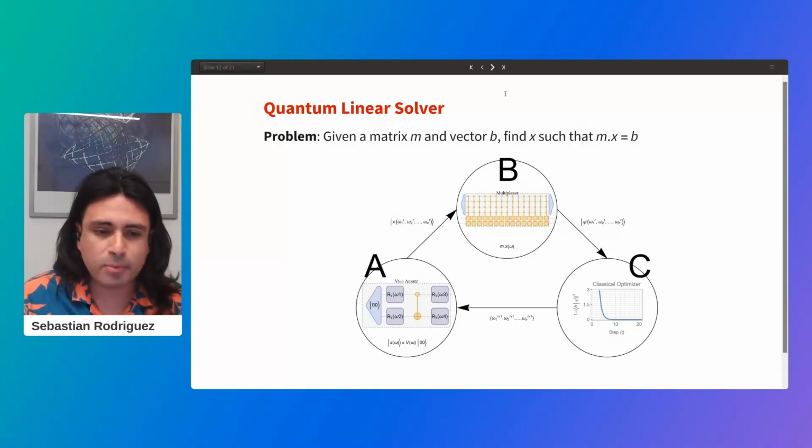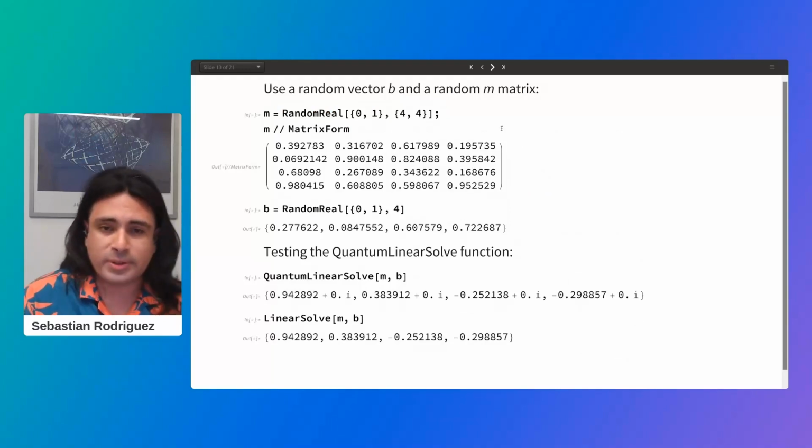So now let's move into a simple example of this. Let's first define a random matrix M and a random vector B.